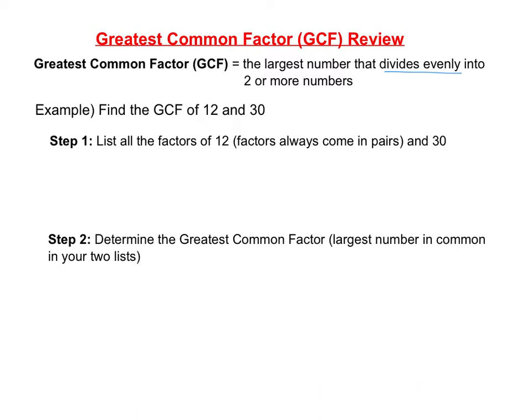So let's look at an example here with finding the greatest common factor of 12 and 30. The first step is just to list all the factors of 12 and all the factors of 30. And remember that factors always come in pairs, just like we practiced in lesson 7.3. So I'm going to start with my factors of 12, beginning with 1 times 12, then 2 times 6, and then 3 times 4. Those are all the factor pairs of 12 because there are no numbers between 3 and 4 that are factors of 12.